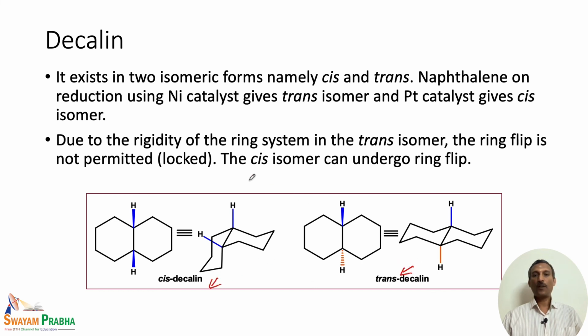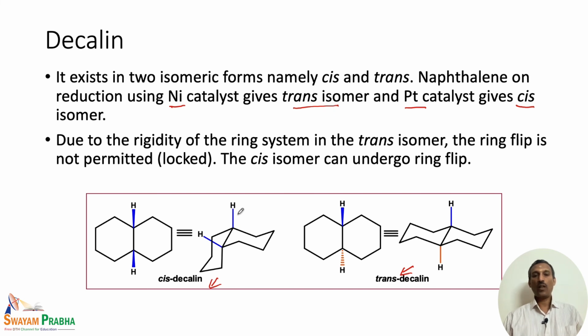Depending on the catalyst we are using, we can get different types of products. For example, if you use a nickel catalyst, we end up with the trans isomer. And if you use a platinum catalyst for the reduction, we get the cis isomer. So depending on the catalyst we use, we end up with cis or trans Decalin.